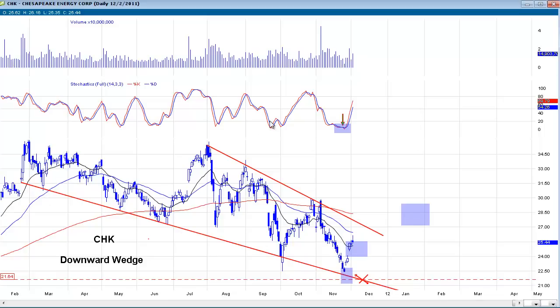So let's talk about another key ingredient of the wedge pattern. The wedge pattern also has a formula which you can use to measure what we call the measured move, or the profit taking areas on the wedge pattern. When a wedge pattern breaks out, typically there's a couple of different formulas. I have my own little formula that I've kind of hybridized. I guess that's a word. It's kind of a hybrid formula.